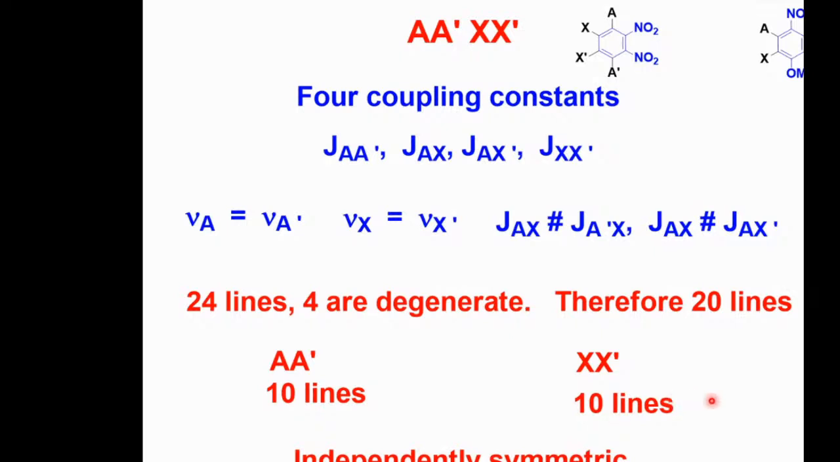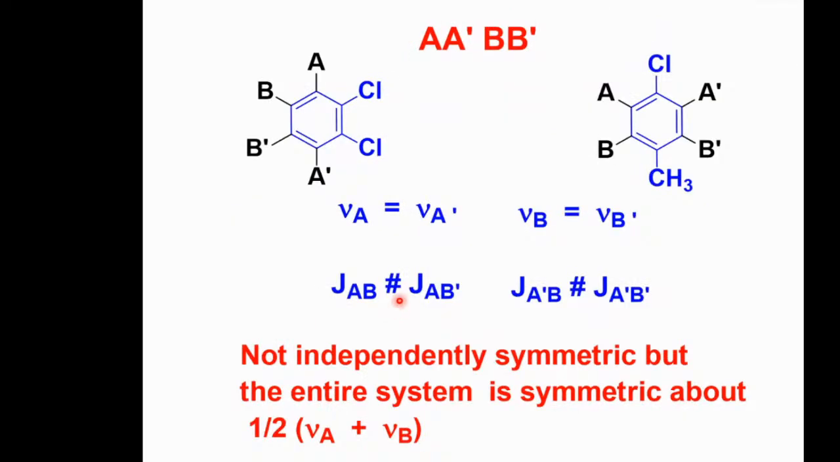And in this case, 24 lines are observed theoretically. Four could be degenerate, therefore up to 20 lines, two bunches of 10 lines each for AA' and XX', are observed. Those are independently symmetric. We need to consider all the possible allowed transitions for the four spin system to get this number. And as in the case of AX and AB, if the nuclei come closer and their chemical shifts are very close, then AA'XX' could collapse to AA'BB'.